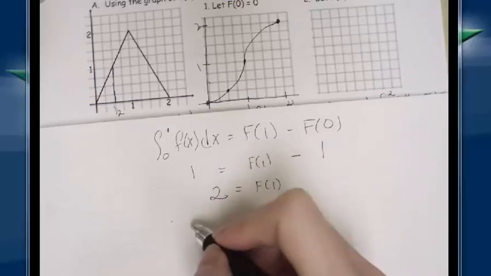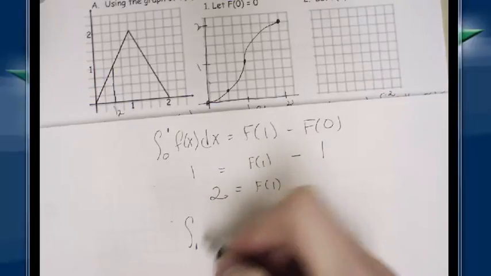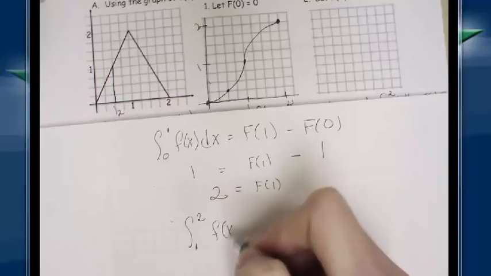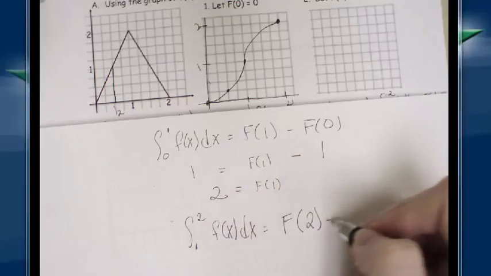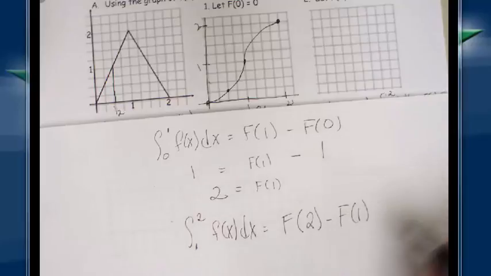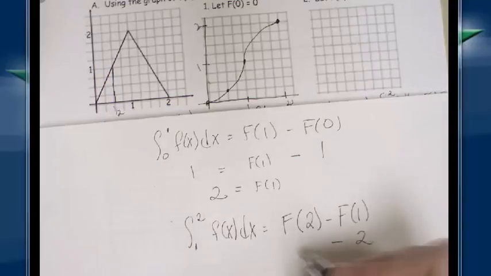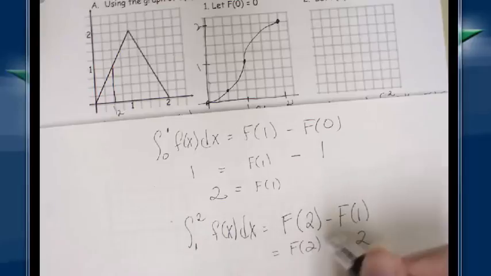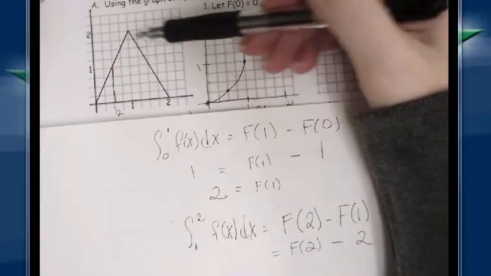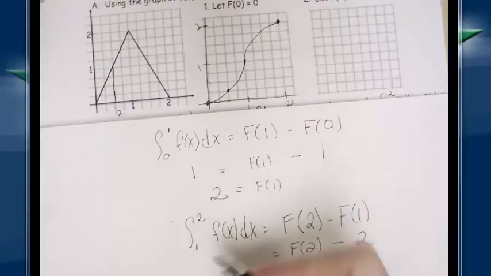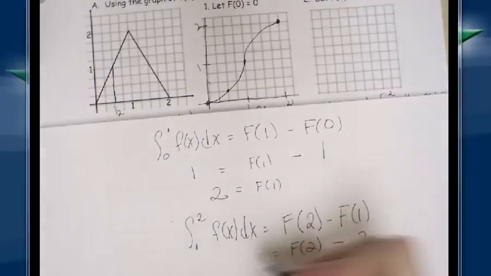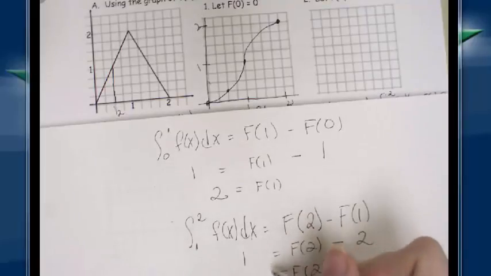Alright, moving on from there, if I go 1 to 2 of f of x dx, the fundamental theorem says F of 2 minus F of 1. F of 1 is now 2. F of 2 is in question. Again, the area of this section, height of 2, base of 1, 1 half, that's still going to be a lovely area of 1, so adding over the 2, F of 2 is now 3.